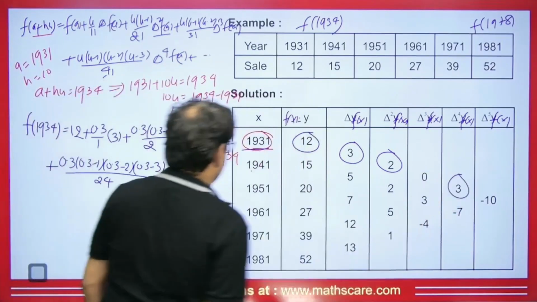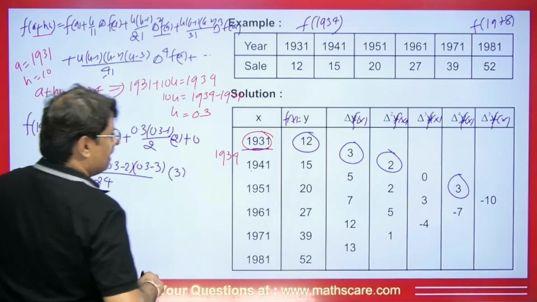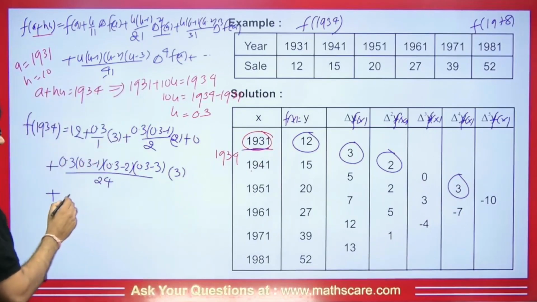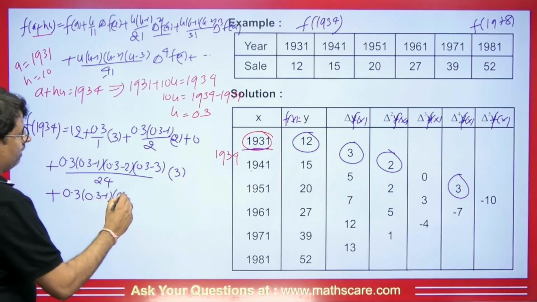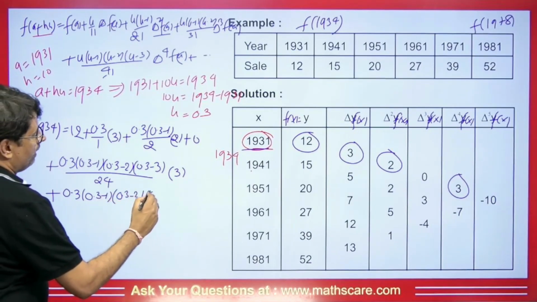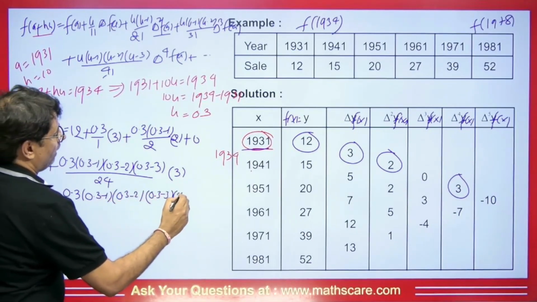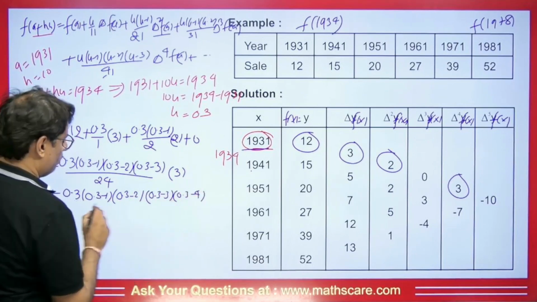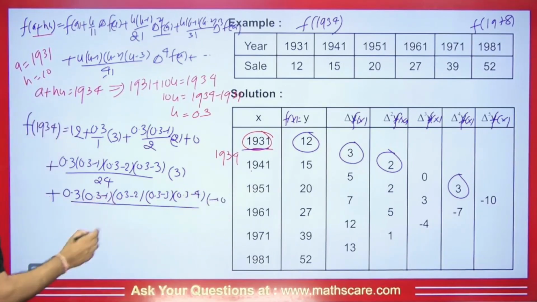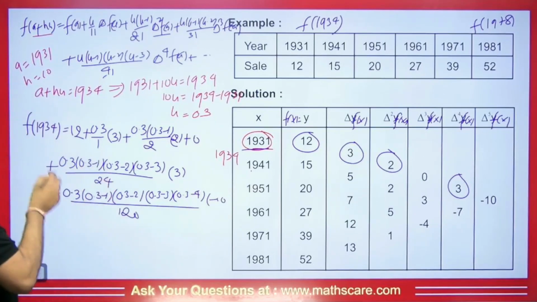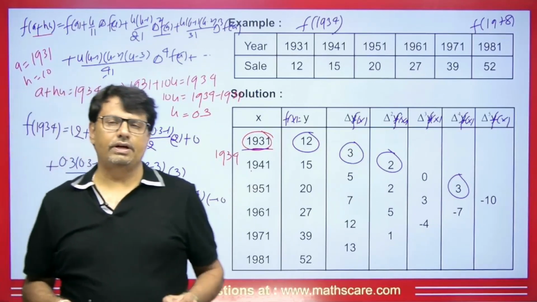So this will come now. From here, what will be the value? 3. Now, what next do we have to study? Its value has come. So we have 0.3, 0.3 minus 1, 0.3 minus 2, right? 0.3 minus 3 and 0.3 minus 4, into. That gives us a value of minus 10, and divided by 5 factorial, that is 120, will come. Now its value we have to calculate using a calculator.